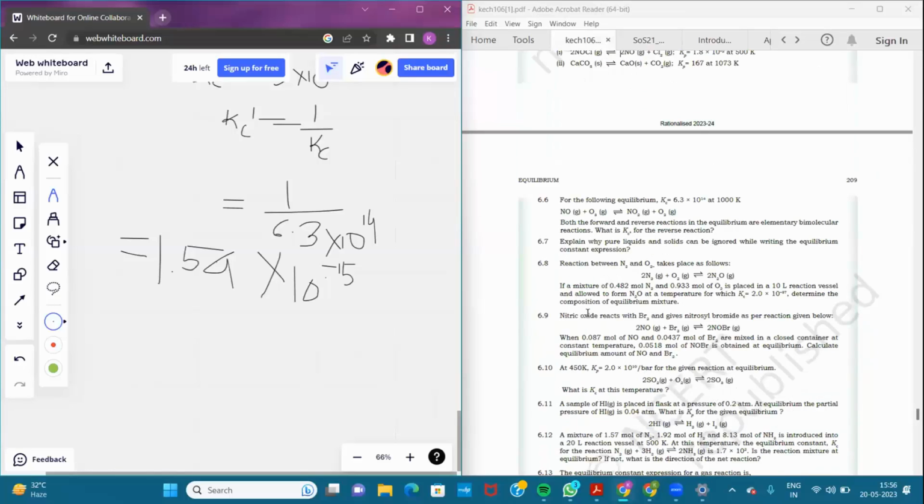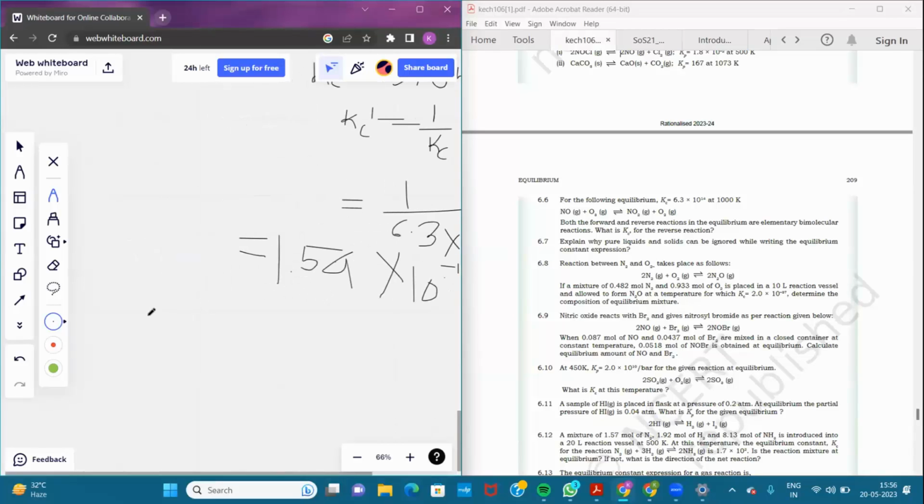Explain why pure liquids and solids can be ignored while writing the equilibrium constant expression. As I mentioned earlier, the concentration, I'll type it, it's better.